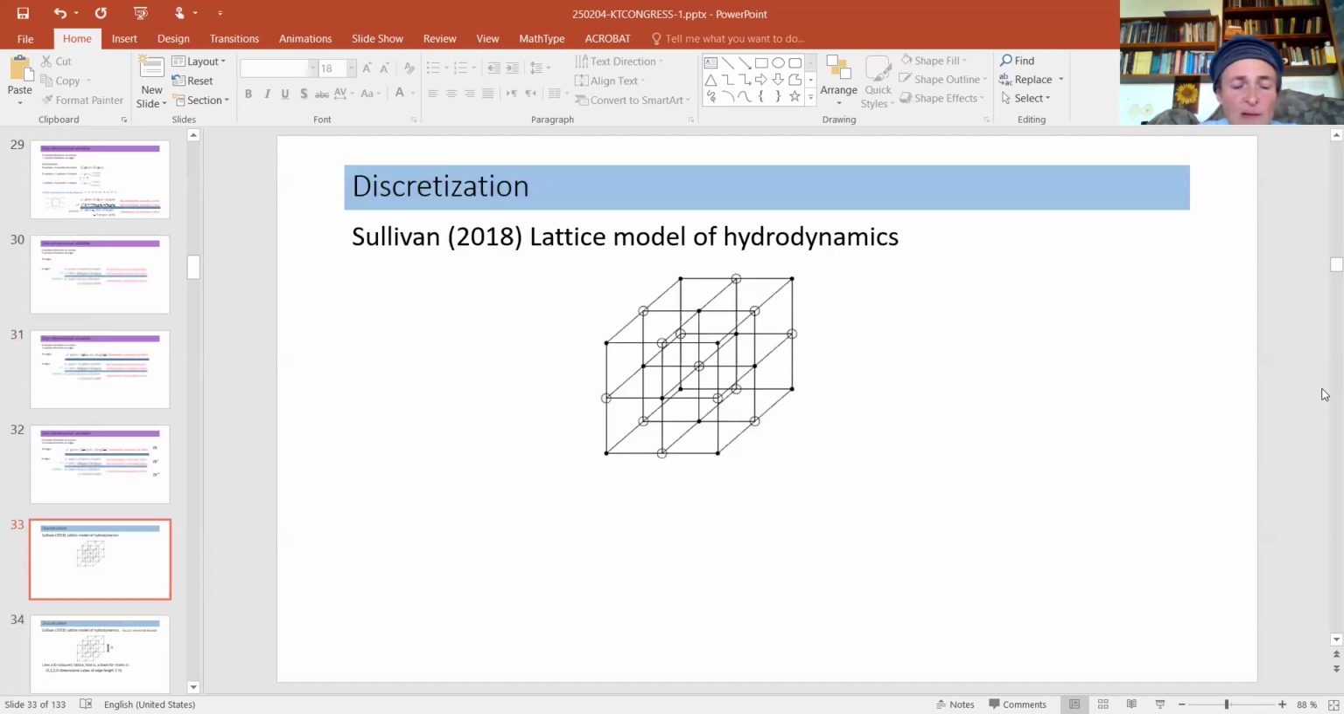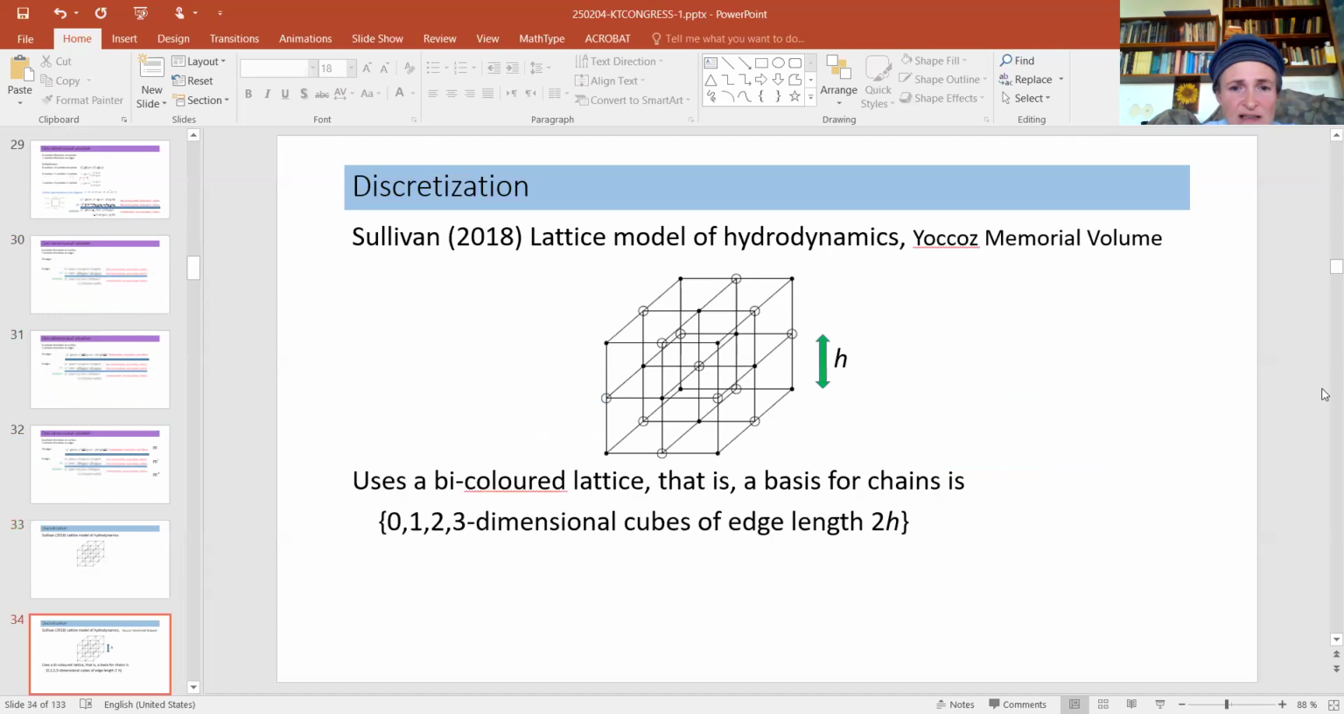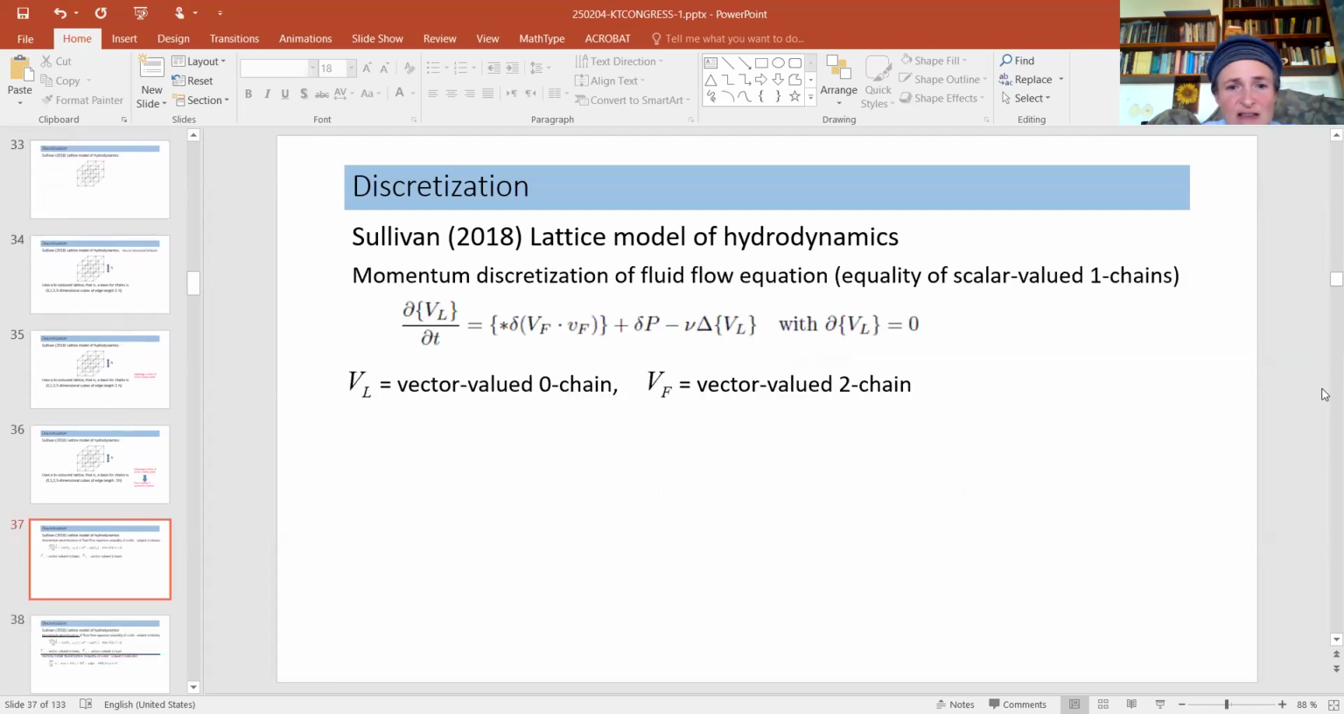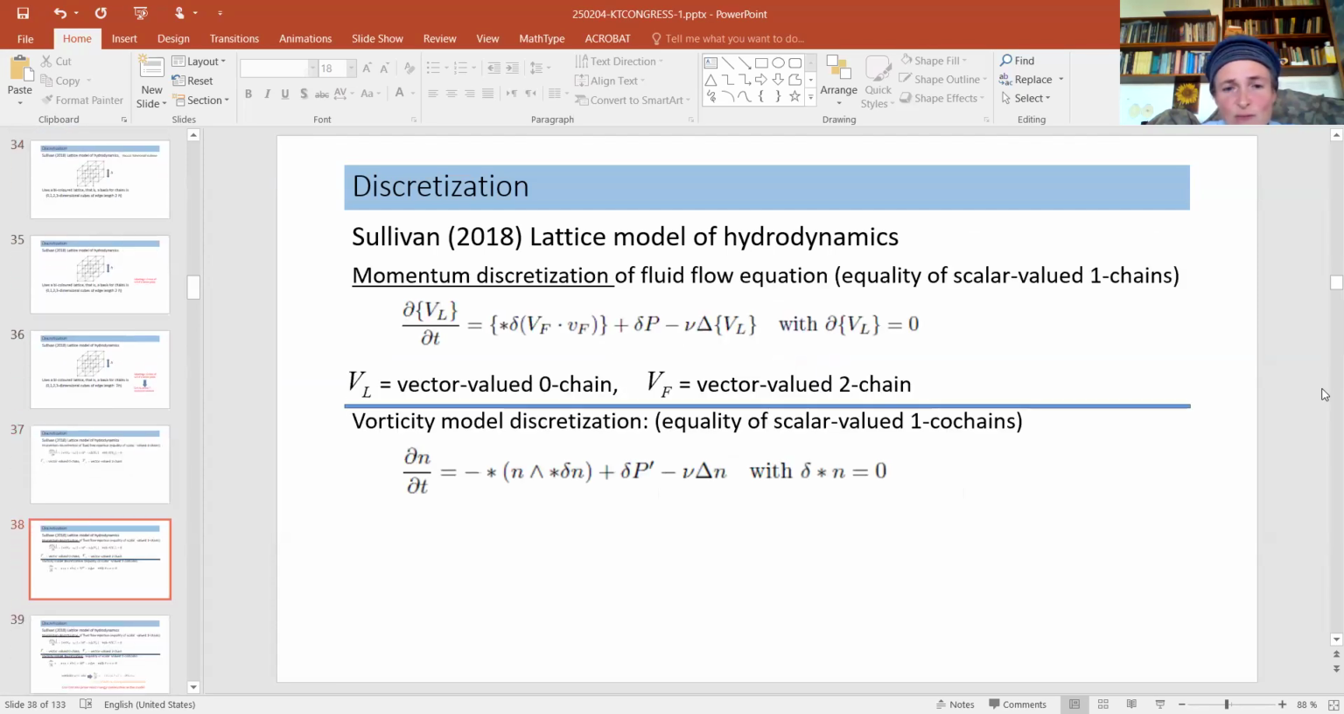Okay, so now I'll mention Dennis Sullivan's lattice model of hydrodynamics that he introduced in 2018, where he was using precisely a discretization with edges of length 2h. So all the chains involved were of length 2h, which means they have a nice center, and you can multiply at the center. That's the advantage. The disadvantage is that you won't have Leibniz as it stands.